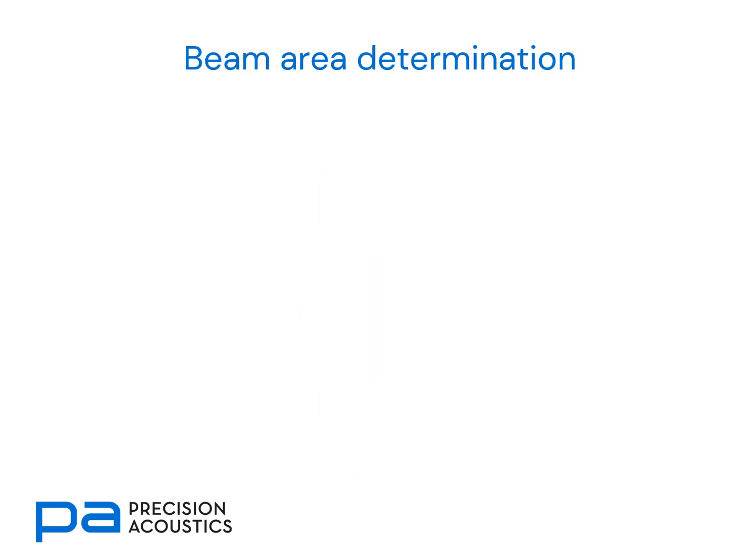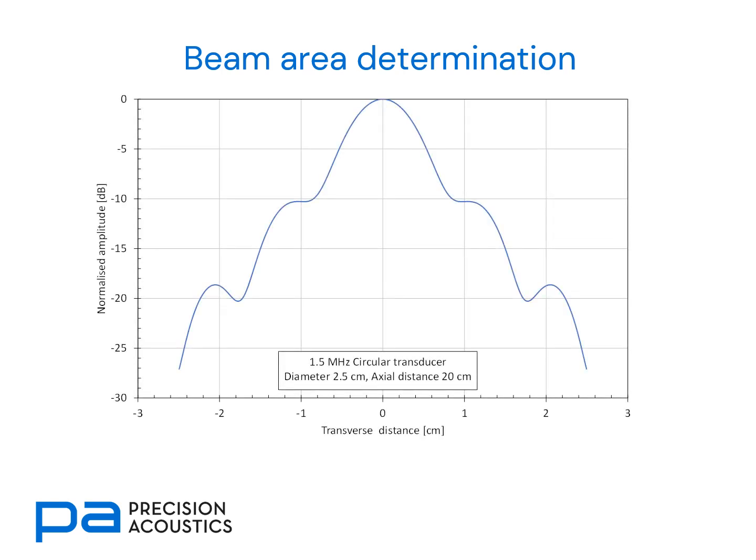Having decided that we're going to measure the beam area with a hydrophone, there is still some ambiguity over exactly how we determine that beam area that we need to resolve. Consider here a circular transducer radiating at a continuous 1.5 MHz, 2.5 centimetre diameter, and measured at an axial distance of 20 centimetres from the transducer, so well in the far field.